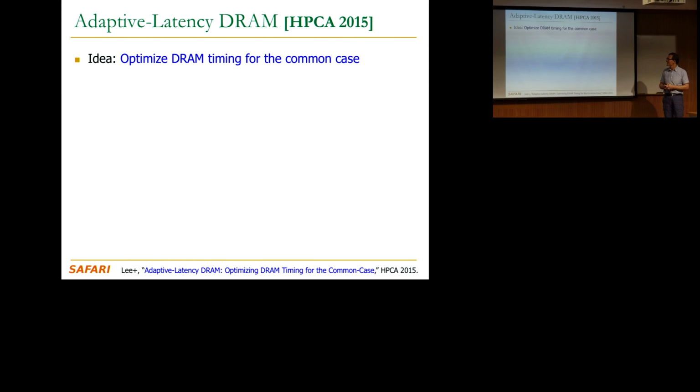And our idea was basically very simple. Once you have these observations, the idea is really easy. You optimize DRAM timing for the common case, for the current temperature, current DRAM module.